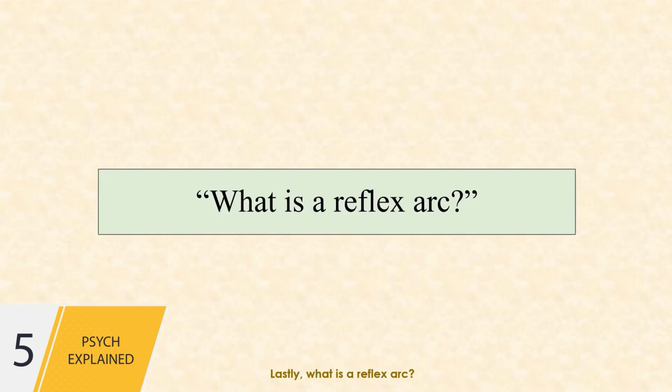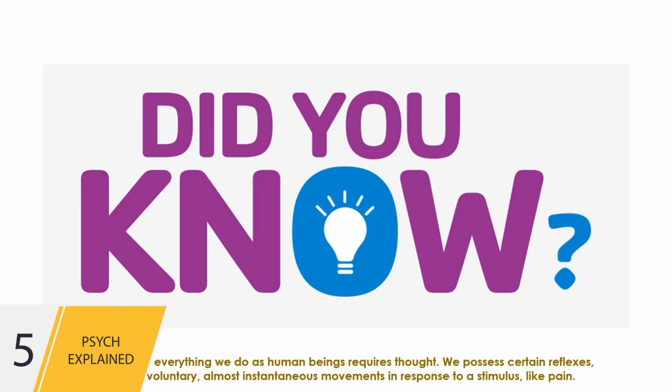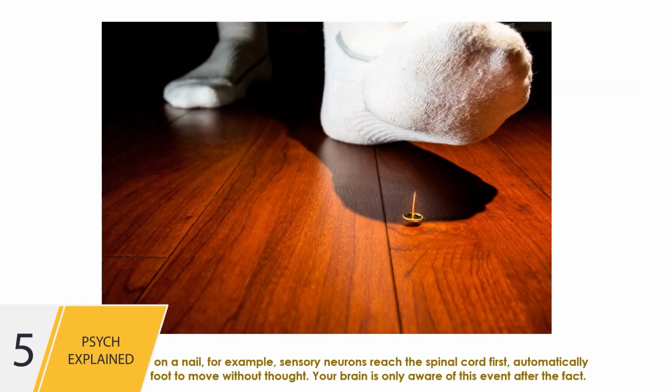Lastly, what is a reflex arc? Interestingly, not everything we do as human beings requires thought. We possess certain reflexes, which are involuntary, almost instantaneous movements in response to a stimulus, like pain. After stepping on a nail, for example, sensory neurons reach the spinal cord first, automatically causing your foot to move without thought. Your brain is only aware of this event after the fact.